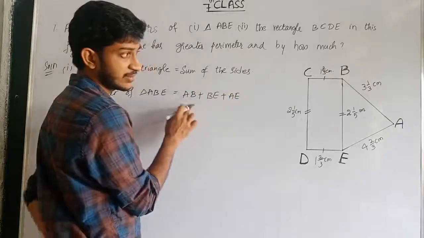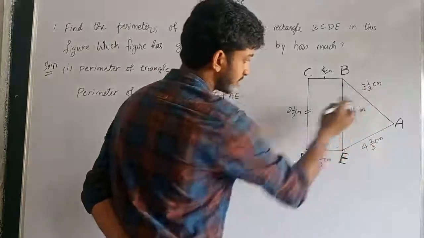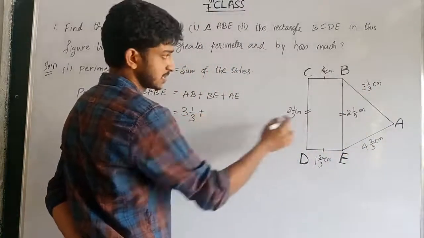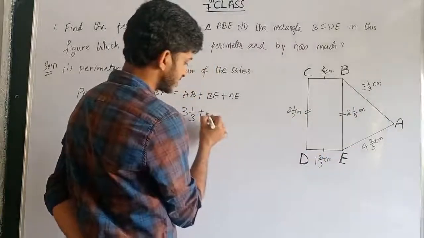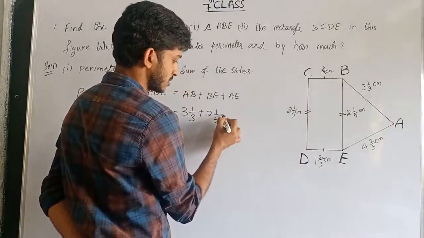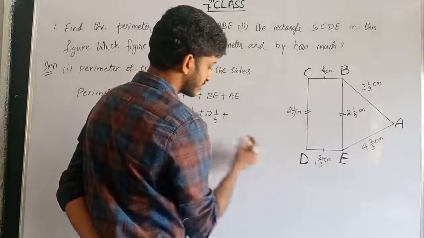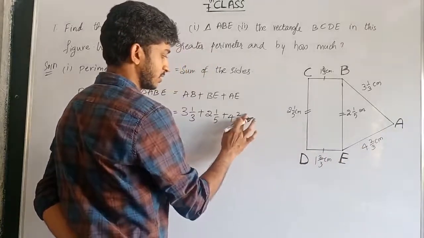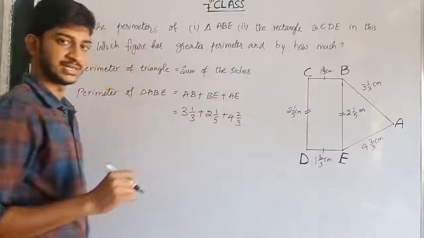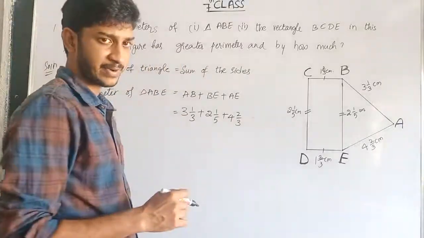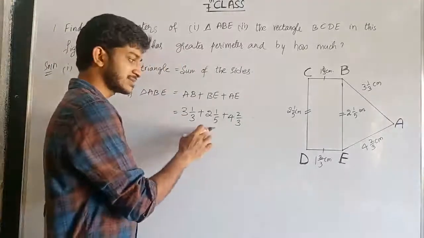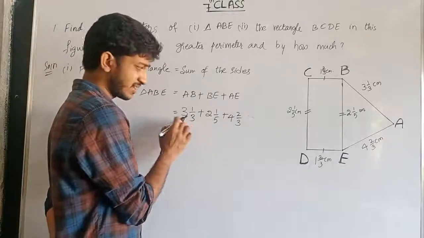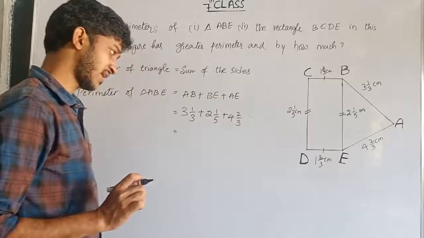What is the length of AB? AB length 3 1/3 centimeters plus BE length 2 1/5 centimeters plus AE length of 4 2/3 centimeters. Okay. Now add these 3 sides. Then we get the perimeter of the triangle. See here, these three are mixed fractions. That's why I am converting these mixed fractions into improper fractions first.